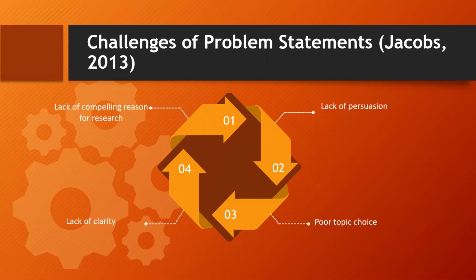Also from Jacobs 2013, there are challenges related to the problem statement, and these are not in one particular order, but I did use this diagram to help conceptualize it. The four of them include lack of a compelling reason for research, lack of persuasion, poor topic choice, and lack of clarity. These are the four most common causes for candidates when they are struggling through their problem statements.